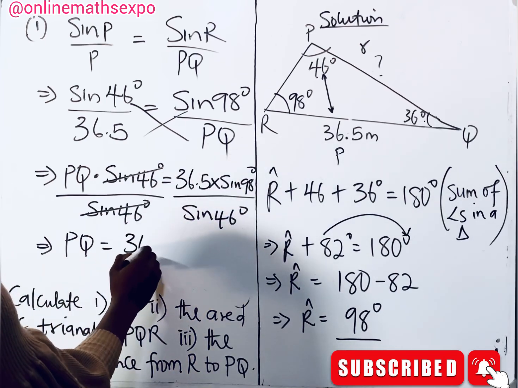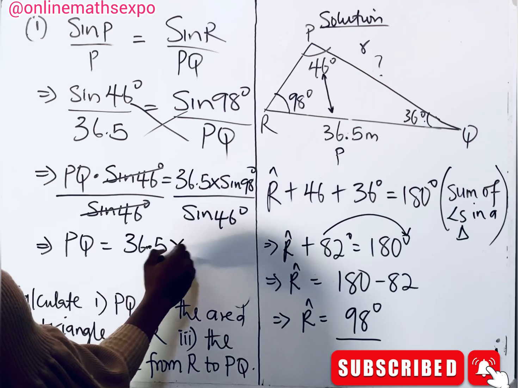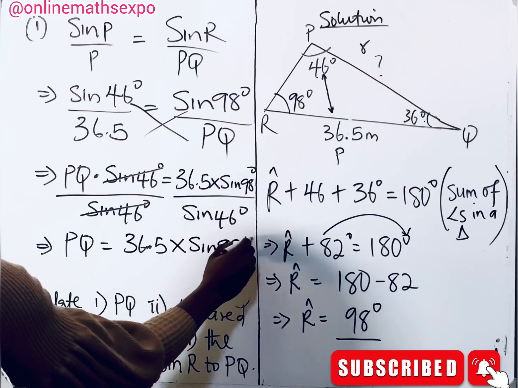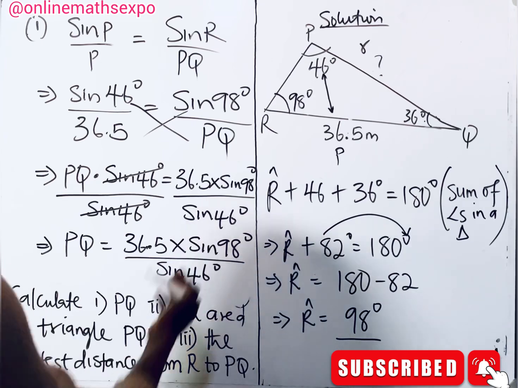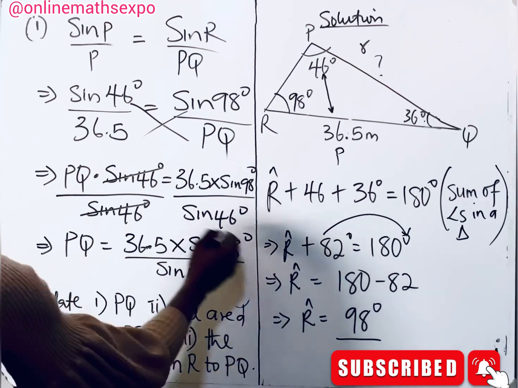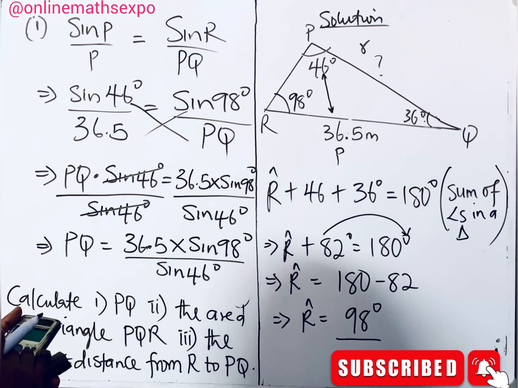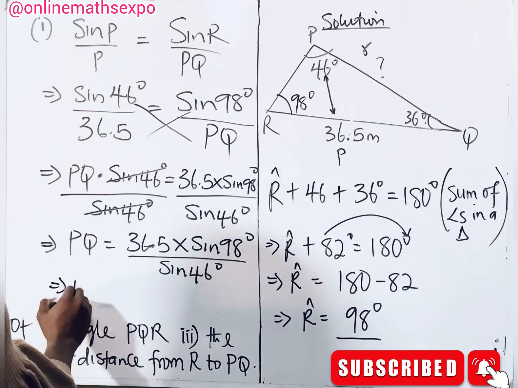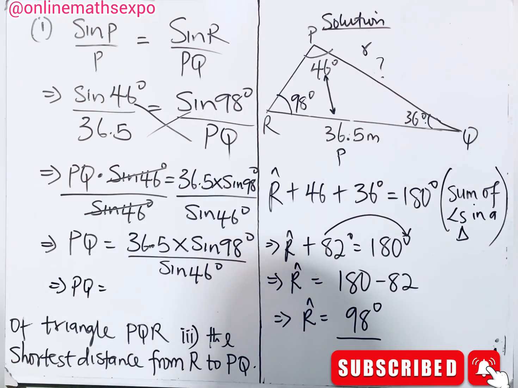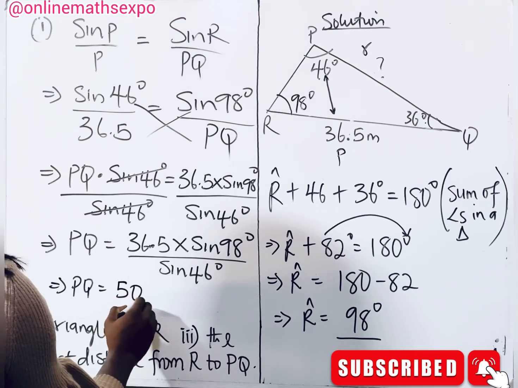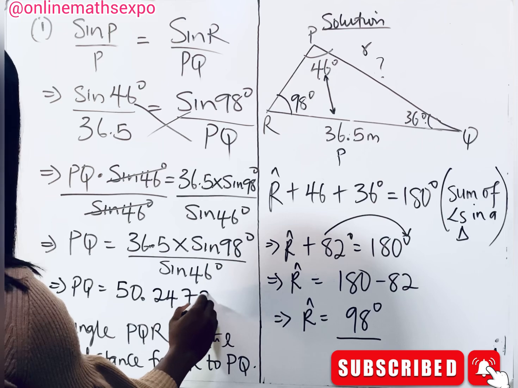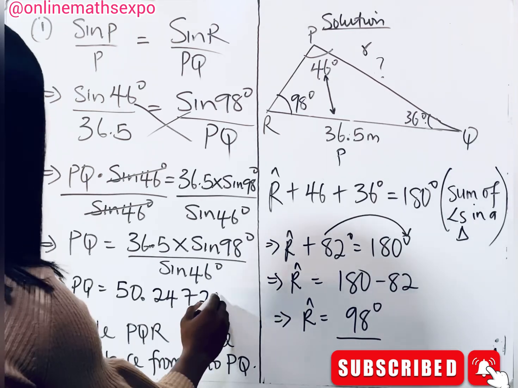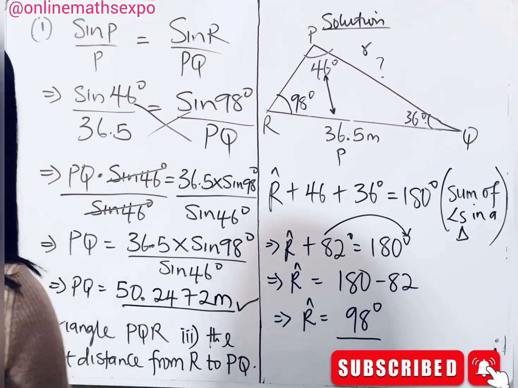So we have 36.5 multiplied by sine 98 degrees divided by sine 46 degrees. So quickly cue this into your calculator. And if you do that, we're going to have PQ. So we have it that PQ is giving us 50.2472, okay, and that is in meters. So this is our answer.